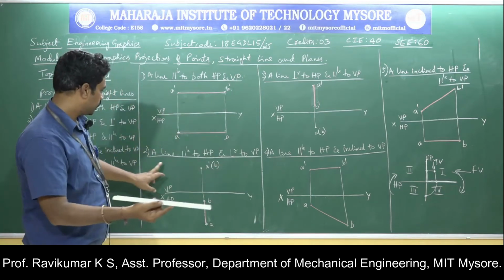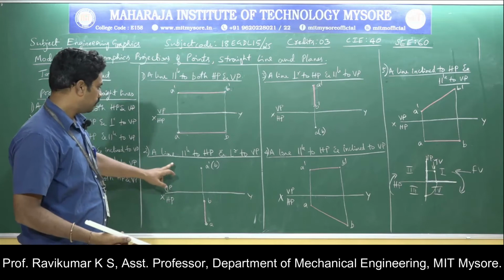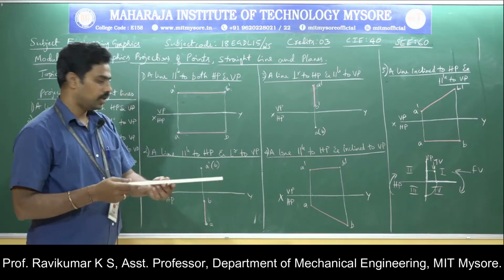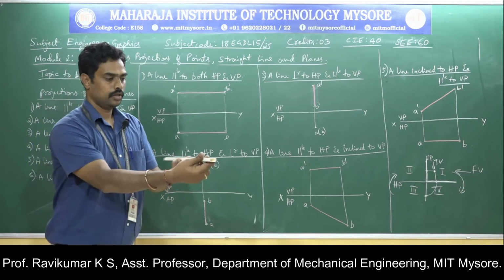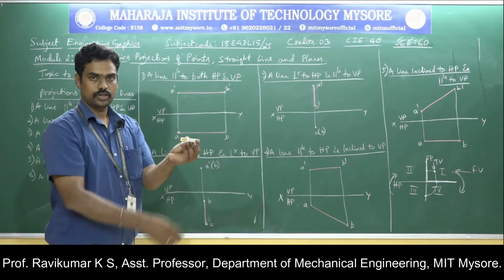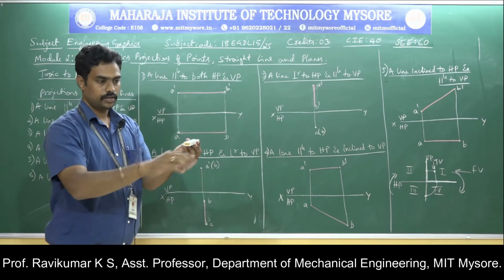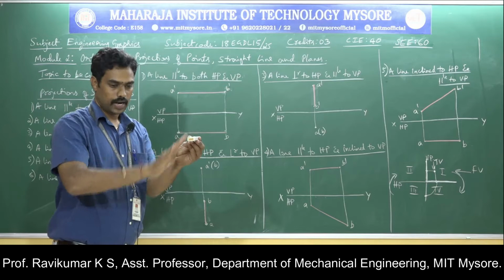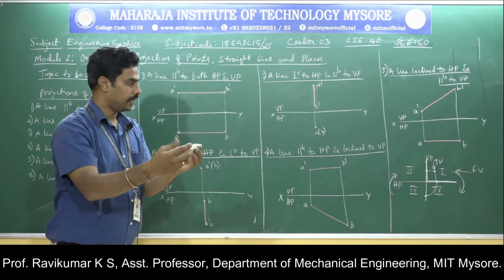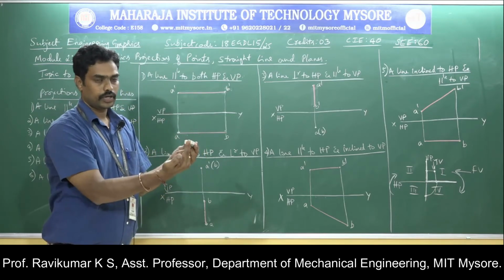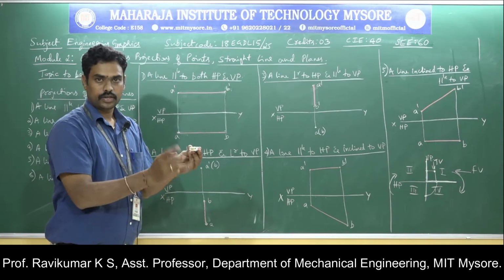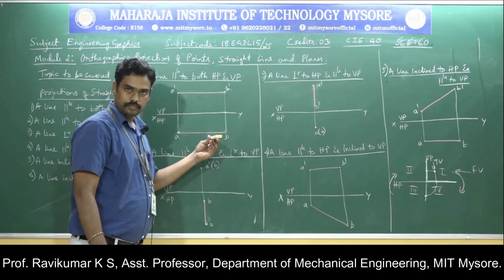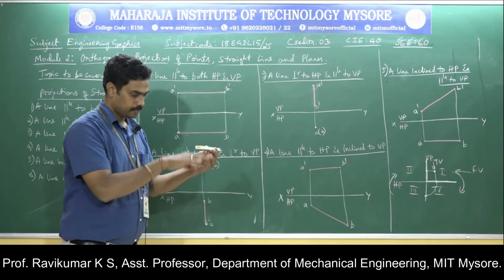Then coming to the second one, a line parallel to HP and perpendicular to VP. So I will hold it like this. In this position, look, this is flat. The distance from this point to the ground and from this point to the ground is the same. So it is parallel to HP and perpendicular to VP. Look, in the front view you can only see the point. You cannot see the line. You can only see the point. So it is perpendicular to VP and parallel to HP.